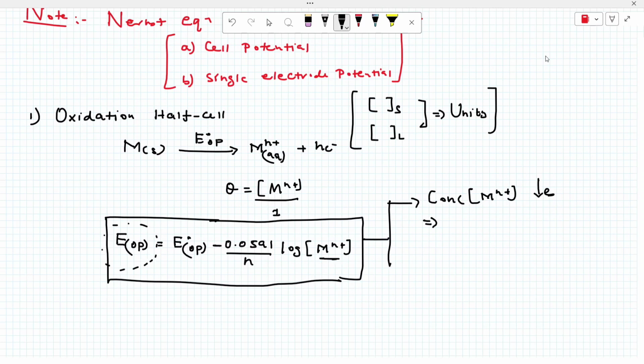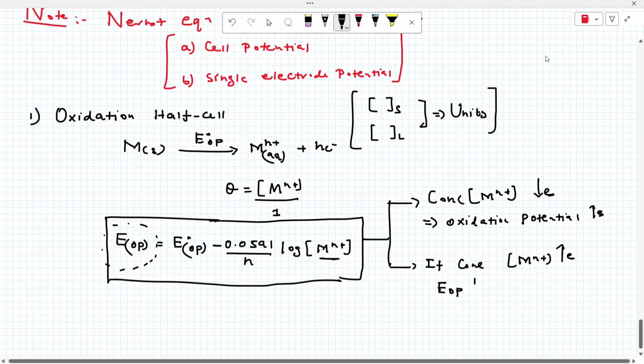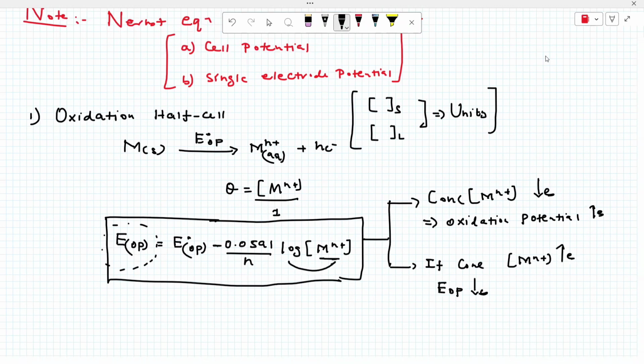Therefore, the oxidation potential increases. Similarly, if the concentration of M^n+ increases, the oxidation potential decreases. Why? This is a positive value. The formula is E naught minus this factor, right? Therefore the oxidation potential value will decrease. We got the point? Simple.